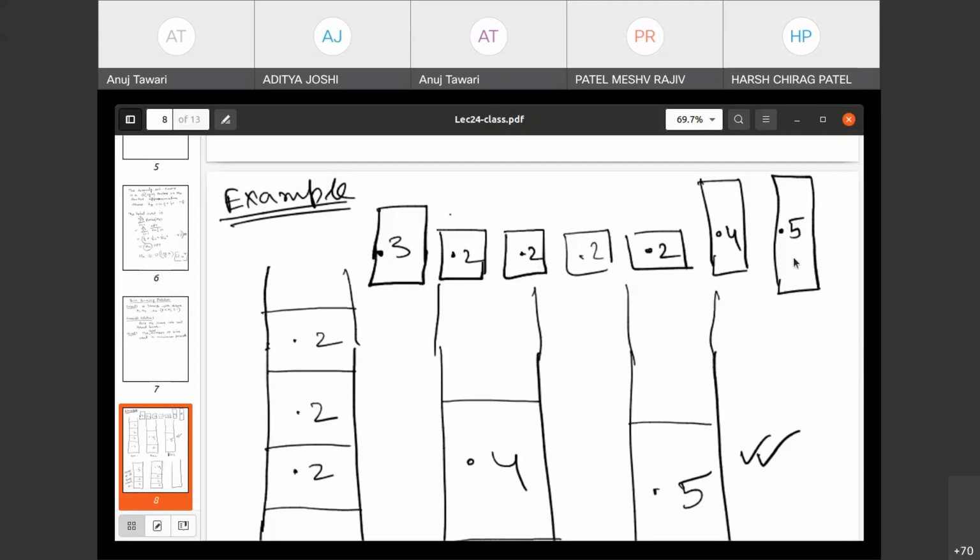Because the total sum might be 2 or 3, but you can't always split it into 2 bins of size 1 or 3 bins of size 1. The total sum might be 2, but there may not exist any subset with total size 1. It might be just crossing 1, and such things might happen. So in that case, you might need a larger number of bins.